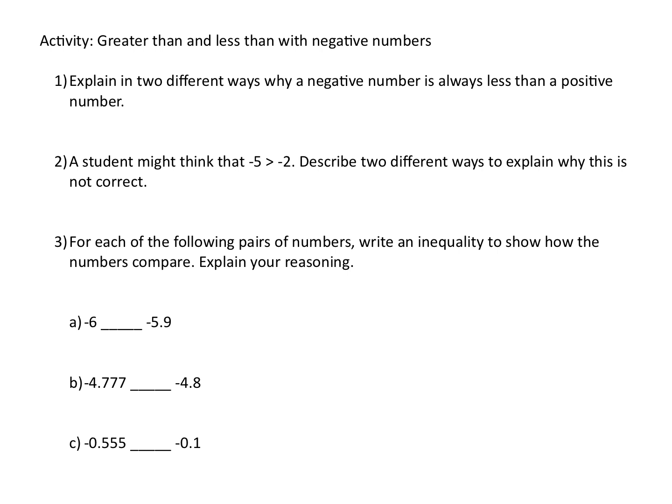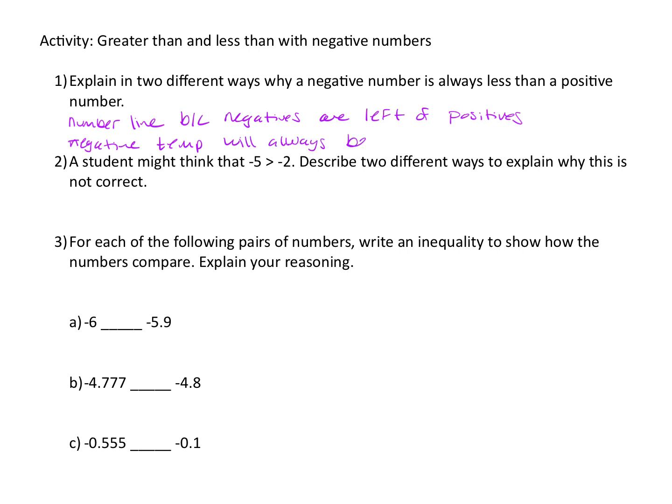Okay, so we want to explain in 2 different ways why a negative number is always less than a positive number. A number line would be a good way, because negatives are to the left of positives. We could also talk about money in a bank account or temperature, right? A negative temperature will always be colder than a positive temperature.